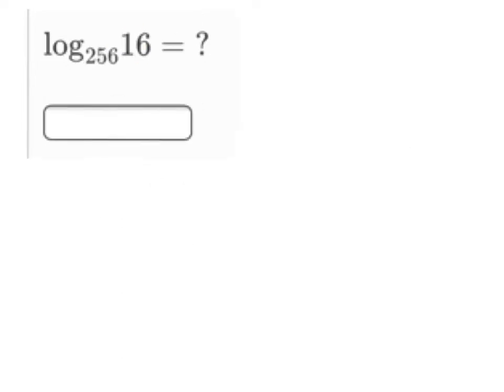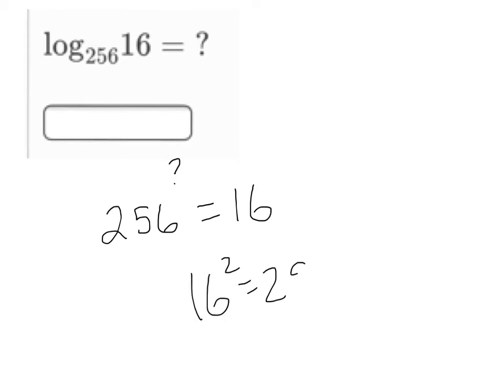All right, so on this problem, let me read it to you. Log base 256 of 16 equals what? All right, so we're saying 256 raised to what power will give me 16. So basically what we're hoping is 16 squared is going to be equal to 256. So let's go on our calculator and let's type 16 squared and let's make sure it equals 256. So pause the video and do that.